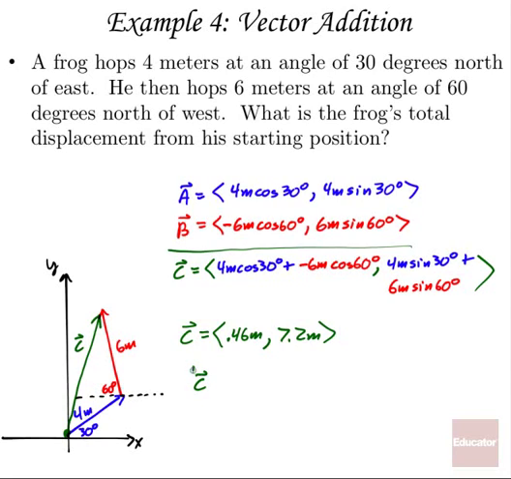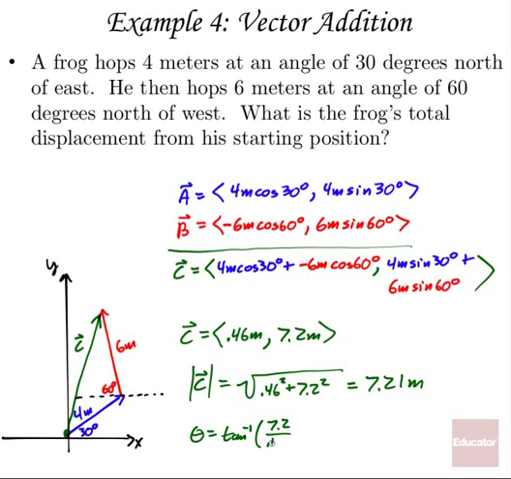The magnitude of C, I take the C vector and I take its absolute value, I can find out by using the Pythagorean theorem again since I know its components. That's going to be the square root of 0.46 squared plus 7.2 squared, which comes out to be about 7.21 meters. And if we wanted its angle as well, I'm expecting a big angle here, just by taking a look at the picture. Theta is going to be equal to the inverse tangent of the opposite side over the adjacent side. The opposite side is the y, 7.2, over the adjacent, 0.46, for an angle of 86.3 degrees, which is, over here, 86.3 degrees north of east.